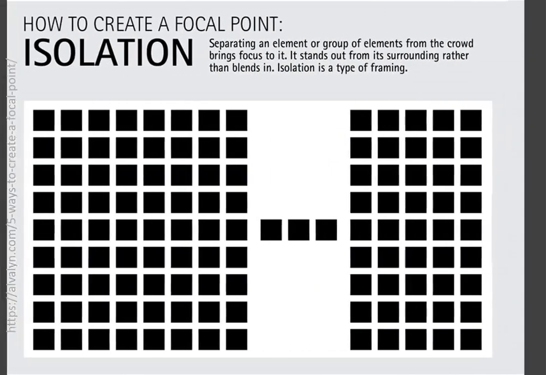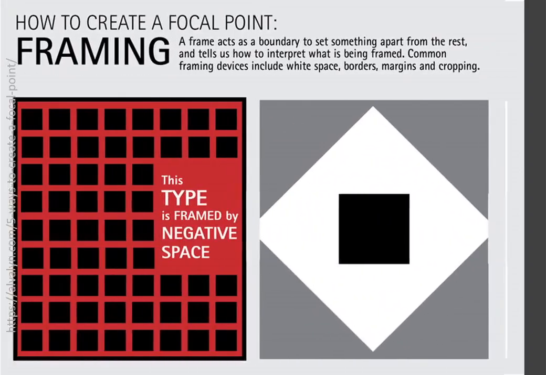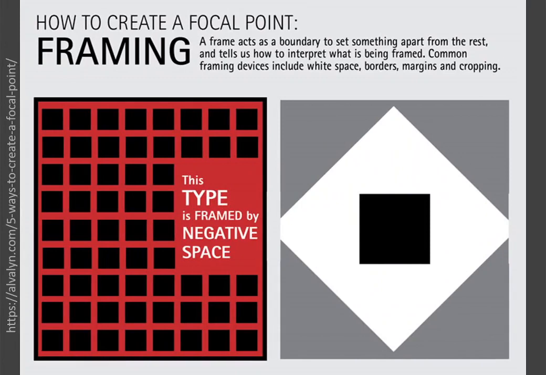Okay. Focal point with isolation. Here it says isolation, but you can say it creates a focal point with the similarity and proximity rule. Also, you can create a focal point with framing. It is a bit similar to the common region from the main Gestalt theories. A frame, a border, acts as a boundary to set something apart from the rest, which makes the one inside the frame stand out from others outside the frame.